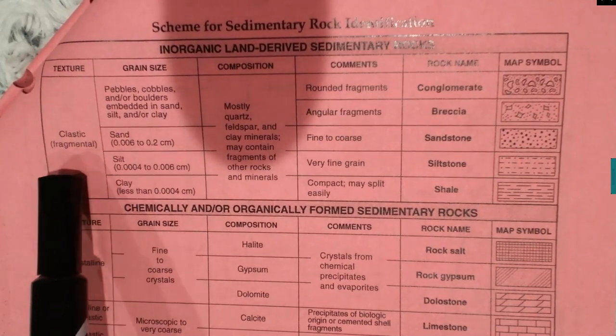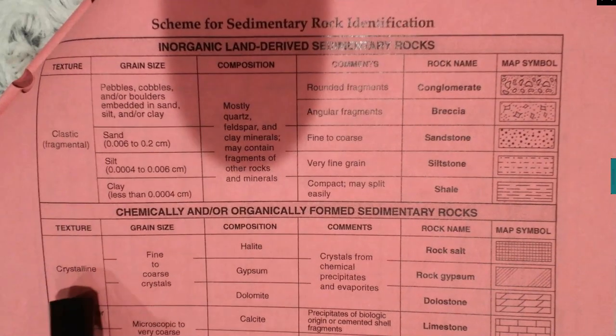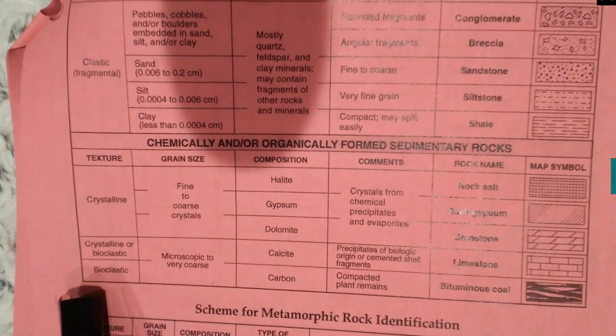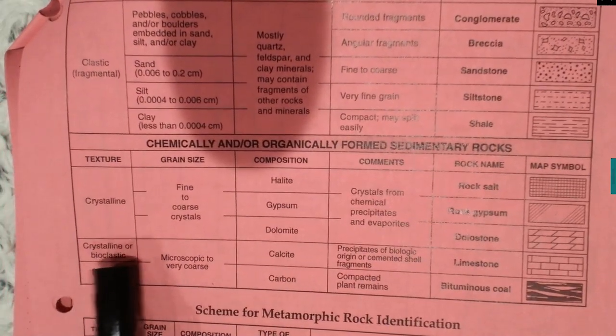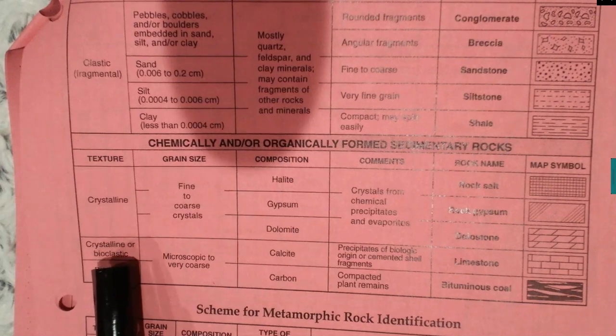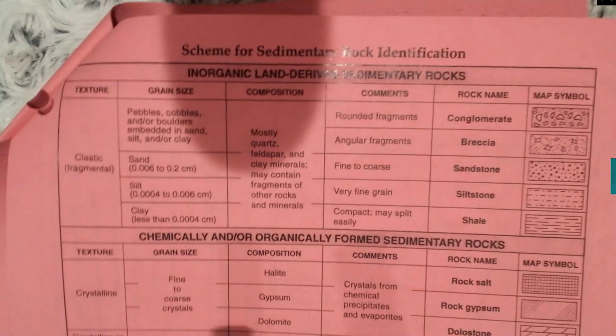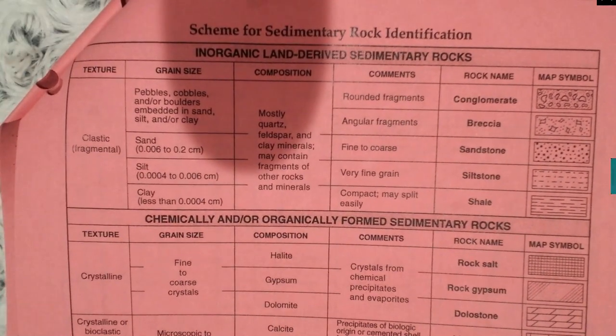We have clastic, it says fragmental, crystalline, then we have bioclastic down here, and then we have one that says that it's either crystalline or bioclastic. So we'll come back to these in just a second. The clastic sedimentary rocks, these are ones that are formed from pieces. In fact, clast as a word is an old Latin word that means piece. So clastic means pieces. So where do the pieces come from?